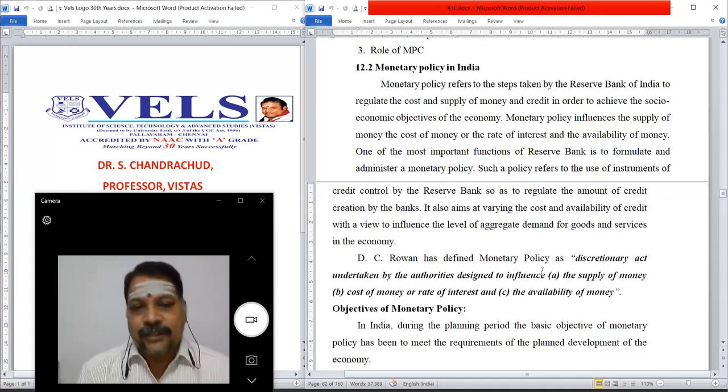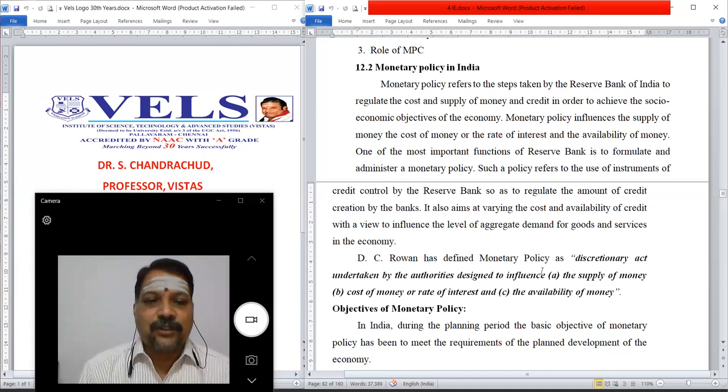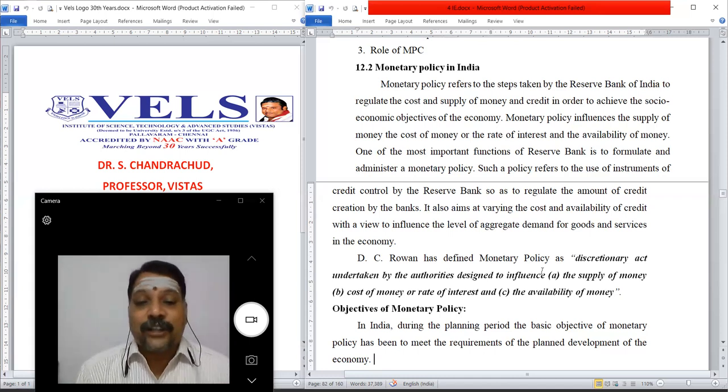One of the most important functions of the Reserve Bank is to formulate and administer the monetary policy. Such a policy refers to the instrument of credit control by the Reserve Bank, so as to regulate the amount of credit creation by the bank. It also aims at varying the cost and availability of credit with a view to influence the level of aggregate demand for goods and services in the economy.